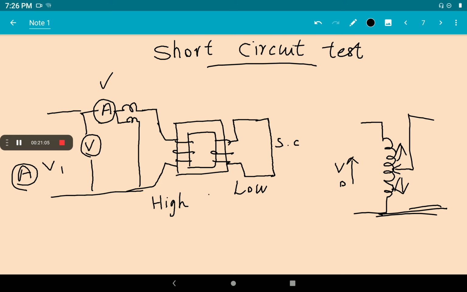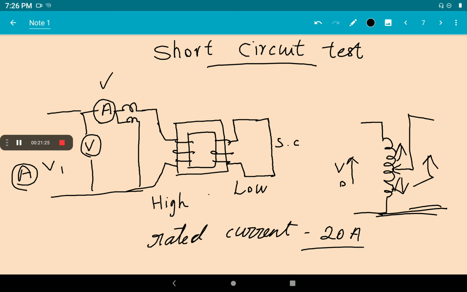In the short circuit test we must always remember that we apply the rated current. By changing our auto transformer knob, we increase the voltage to set the rated current, for example, 20 ampere is the rated current. So by increasing the voltage, you can set 20 ampere. Here we short circuited the secondary side.